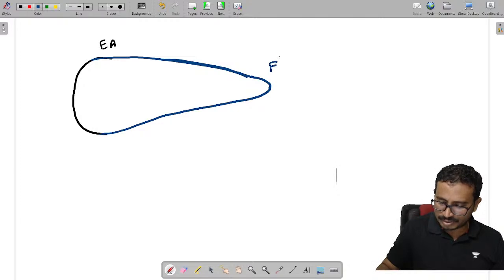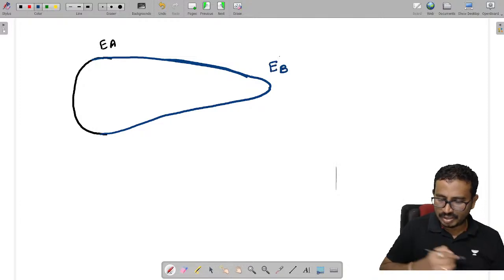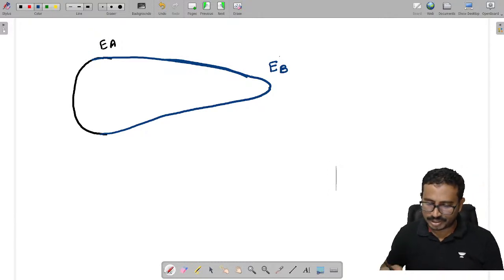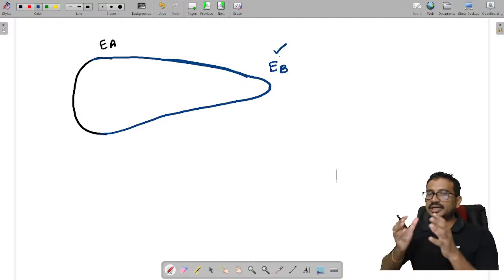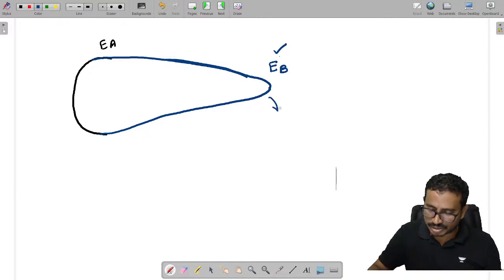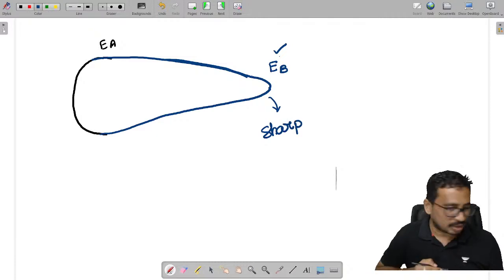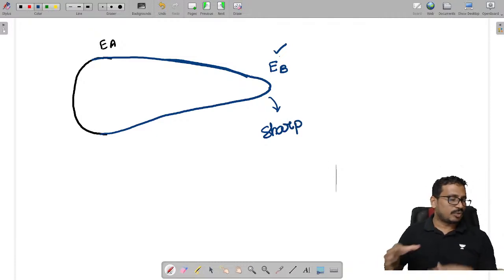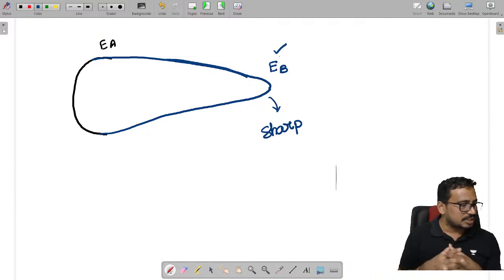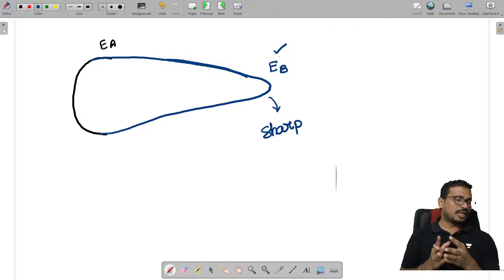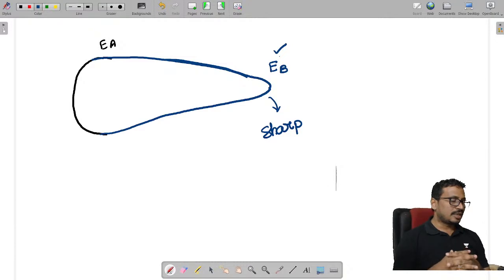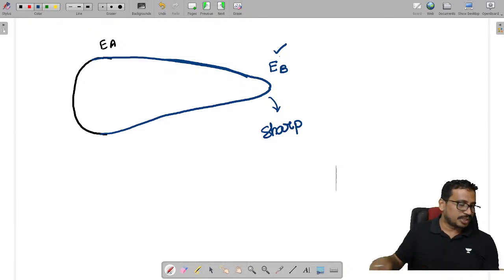Now you tell me, I am calling this EB. Where do we have a high electric field, EA or EB? EB is higher, because if you see carefully, this location is very sharp. So what we can say is that at the sharp locations the electric field is high compared to smooth locations.